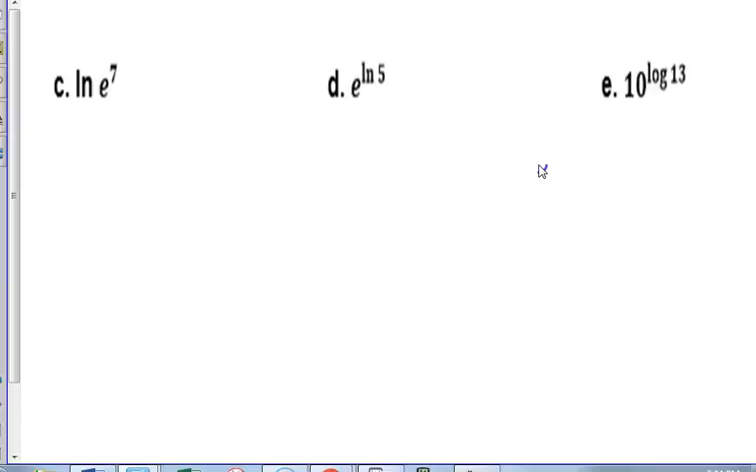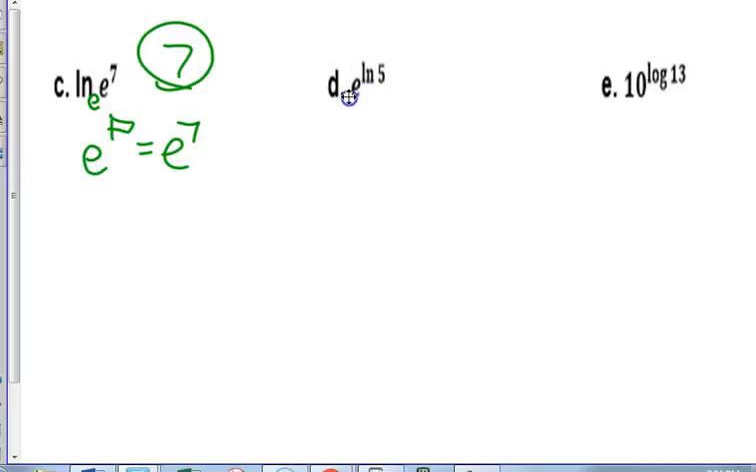All right, C, anybody figure out those rules? What happens with ln and E? Yeah, they basically undo each other, so you just get 7. If you rewrote this, it's base E, so it would be E to what power equals E to the 7th, so it's just 7.